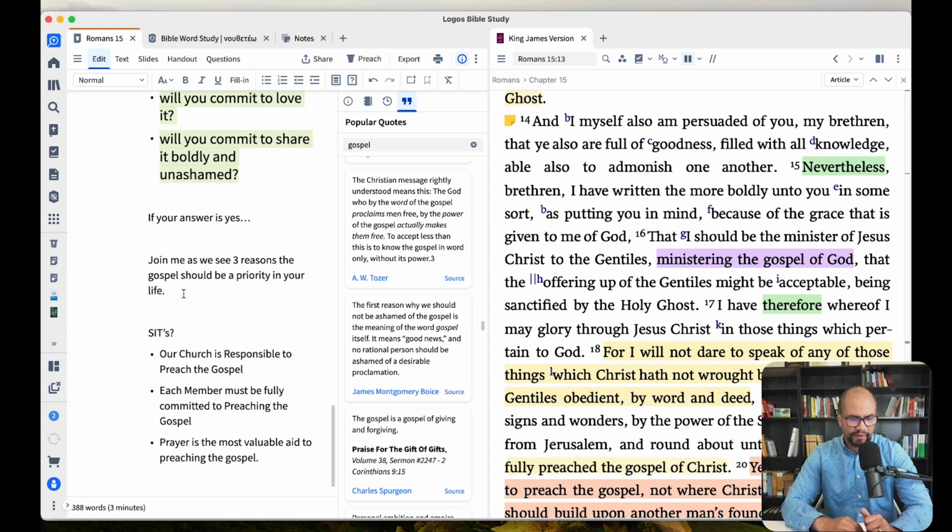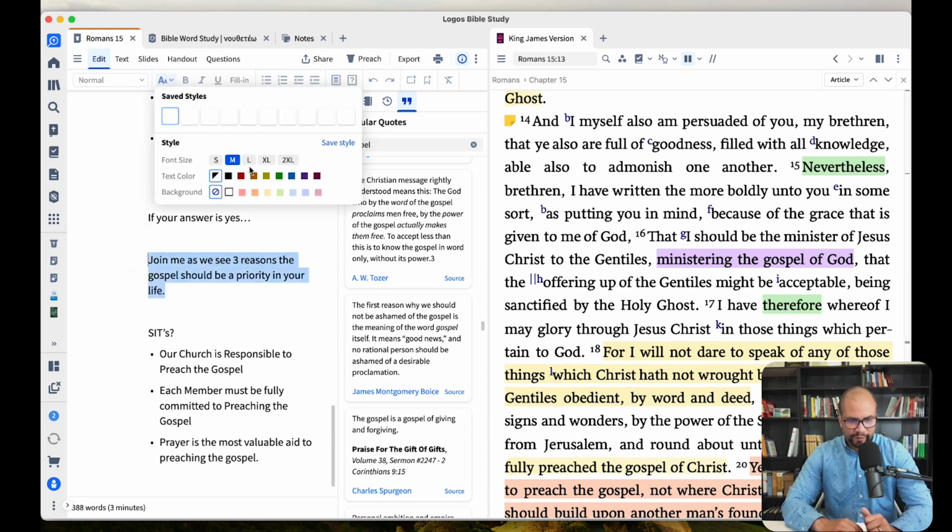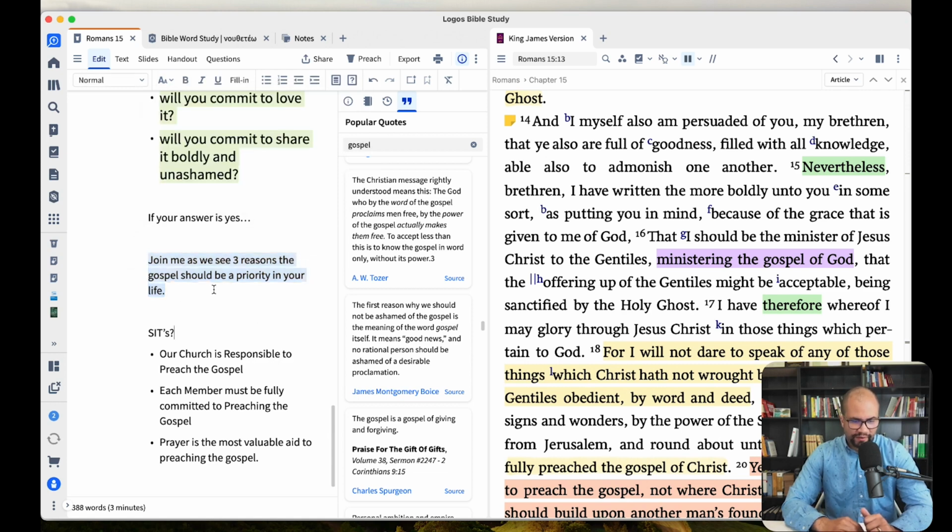I like that one. And this is kind of the springboard for the rest of the sermon. And so the first reason the gospel should be a priority in your life is blank. The second reason the gospel should be a priority in your life is blank. The third reason is blank, which doesn't really work as well for the last one, so I might need to rephrase that. But let's just dive into it right now.